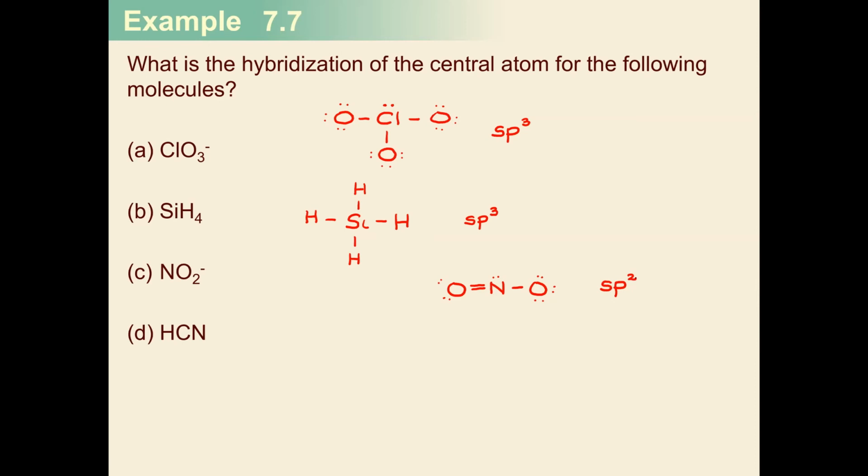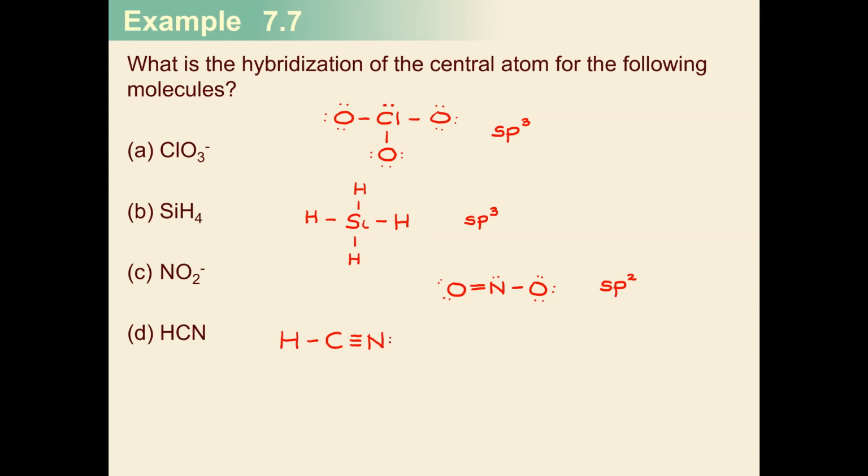For our last example, in example 7.7, we are now going to do our HCN. So we have our H bound to our C and bound to our N. So in this case, we are going to look for a total number of electrons to be 10. If we do that, we will get a triple bond here with a pair of electrons on the nitrogen.